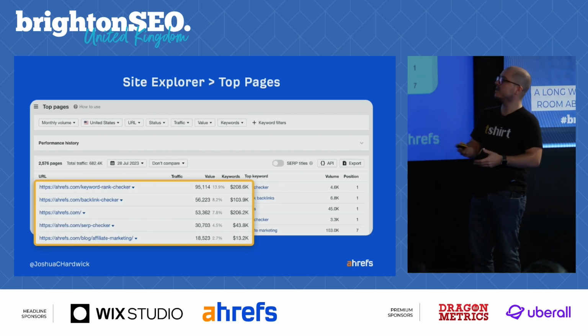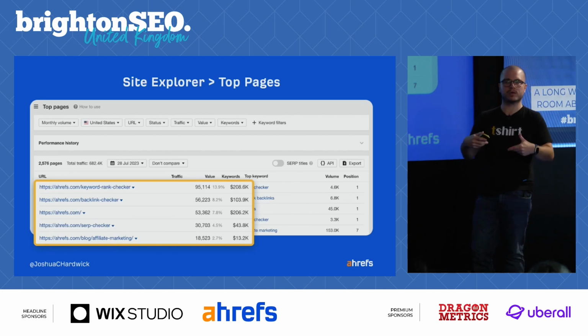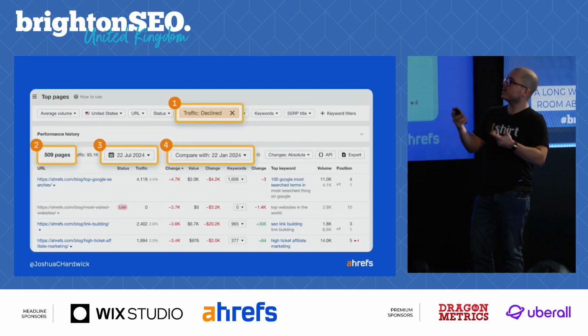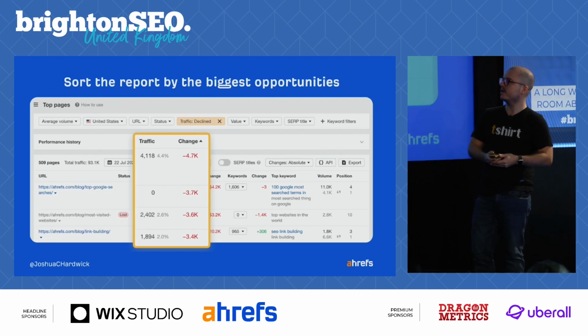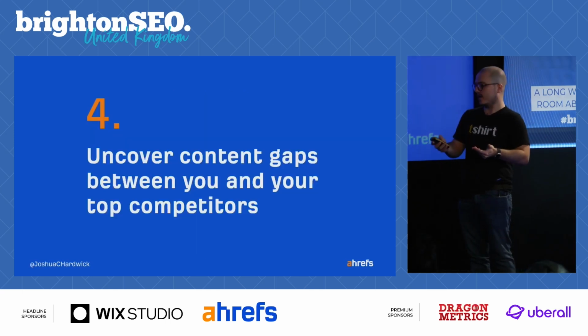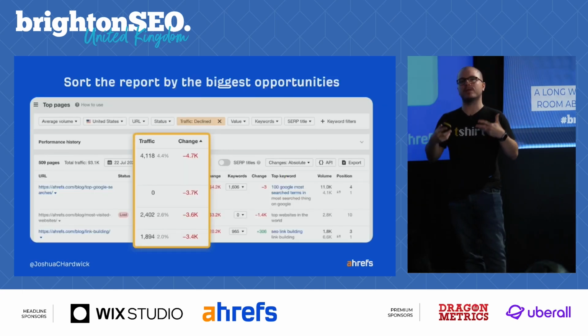So to find these, use the Top Pages report. The Top Pages report shows you the pages with the most traffic on your site, from high to low, the most estimated traffic. If you filter for traffic that's declined, add a comparison period of the last 6 months, and then sort from low to high, you'll see all of the pages that have lost the most traffic in the last 6 months. And you can fiddle around with this, do 3 months, 12 months, whatever you want. At that stage, it's literally a case of figuring out why that is.